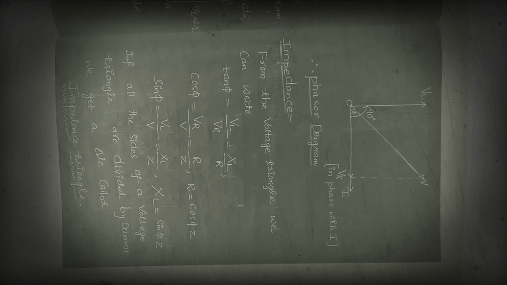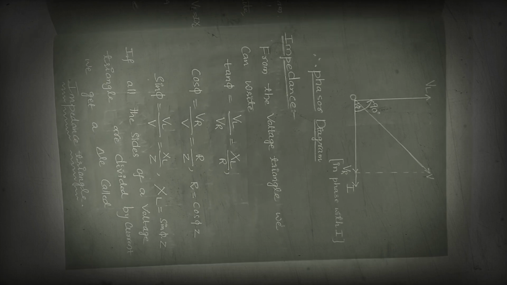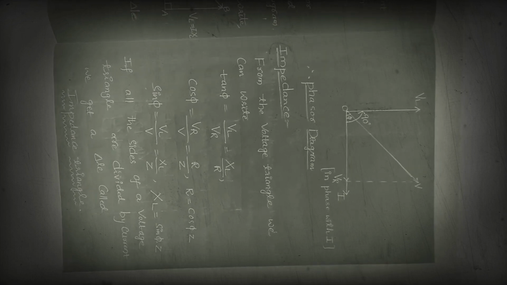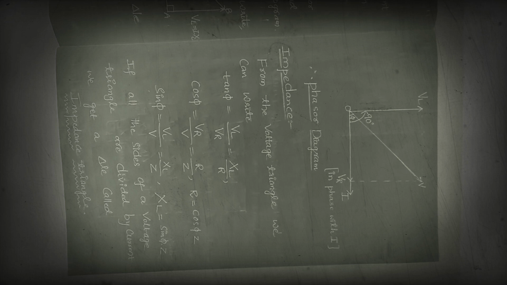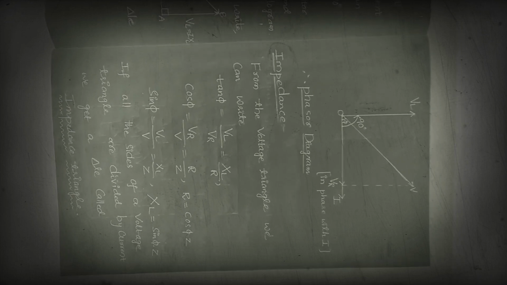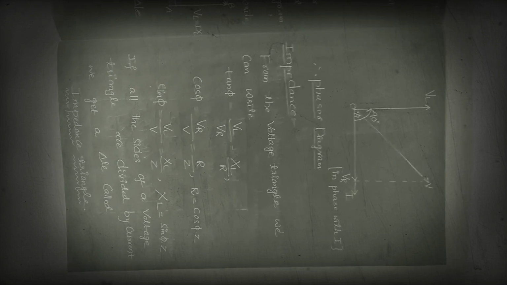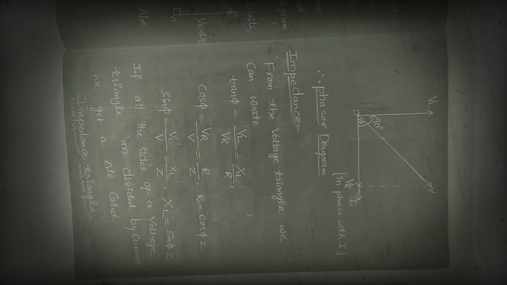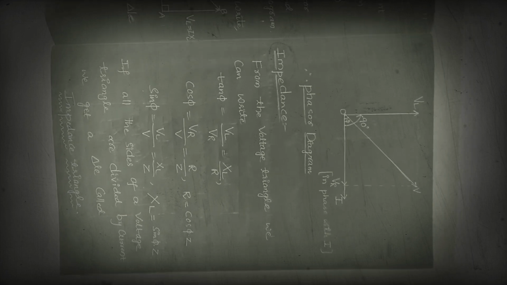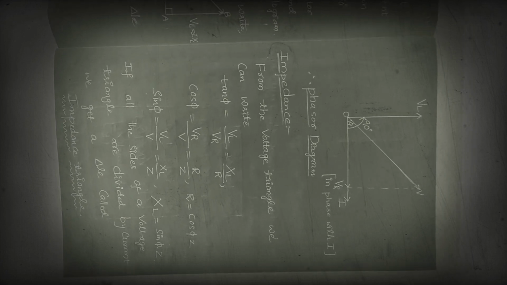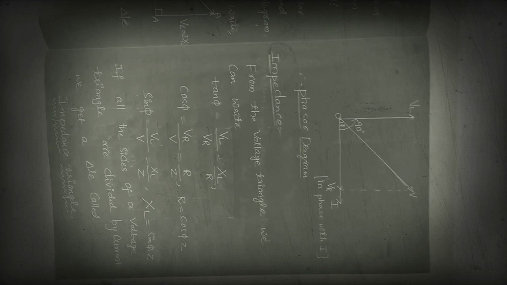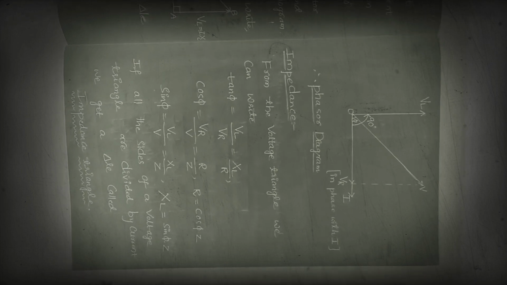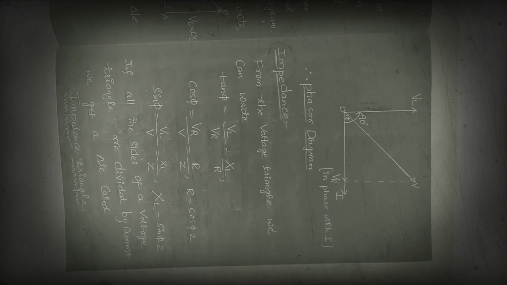On the x-axis I'm taking current as reference, and for the resistor, the voltage drop across the resistor, denoted by VR, is in phase with the current flowing through that resistor. And next, the voltage drop across the inductor always leads the current, so that's why it is 90 degrees ahead of the current. The combination of the drops across the inductor and resistor is denoted by V.